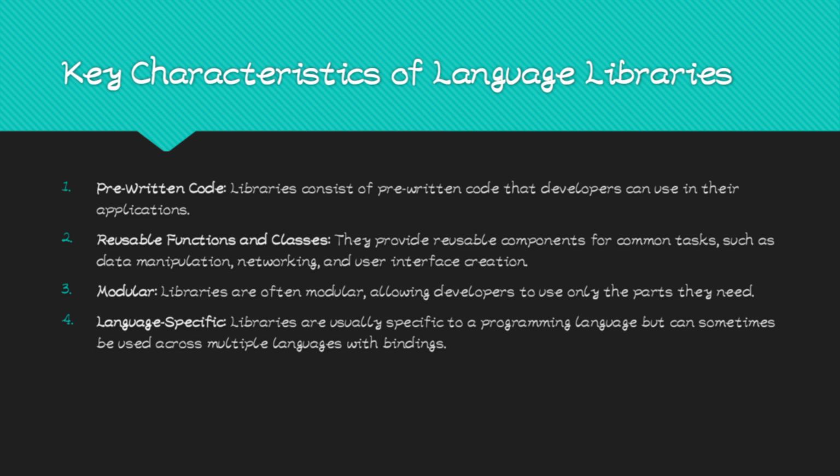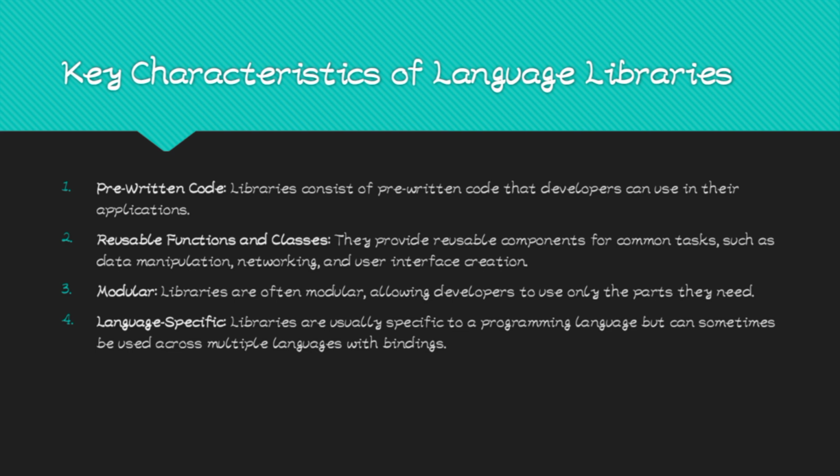Then they are modular. Language libraries are often modular, allowing developers to use only the part they need. So you can have a language library and you only get the part you need, a specific function. It can be a full code, but for instance, say you're making an AI app and you just need something that can help detect motion. You can use the MediaPipe Face API. That will just help you get the part of detecting facial features.